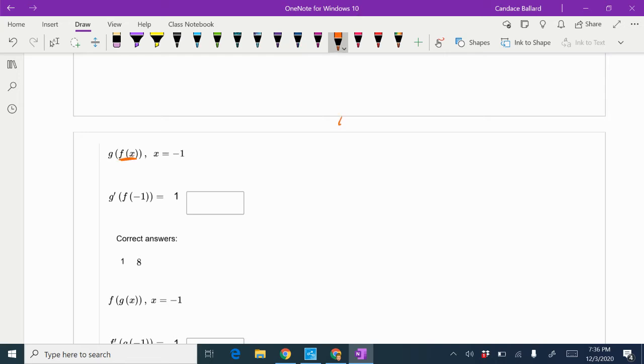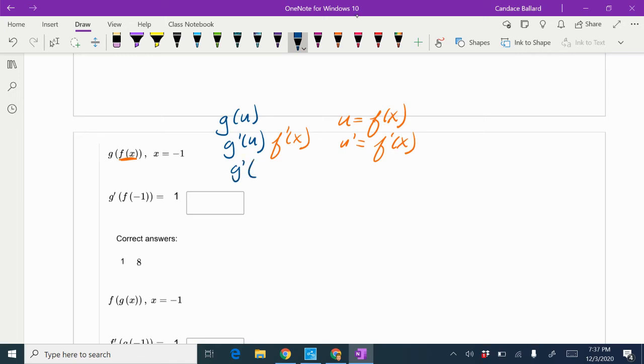So it looks like we've got a chain rule. So u is going to be f of x, and u prime is going to be f prime of x. When I take this derivative, we start it out as g of u. So it would be g prime of u times the derivative of the inside, which is f prime of x. And then I substitute the u back in. So it's g prime of f of x times f prime of x. And then I'm going to plug in my -1. So I get g prime of f of -1 times f prime of -1.